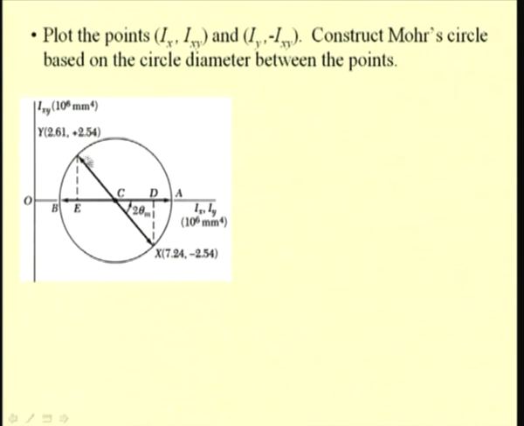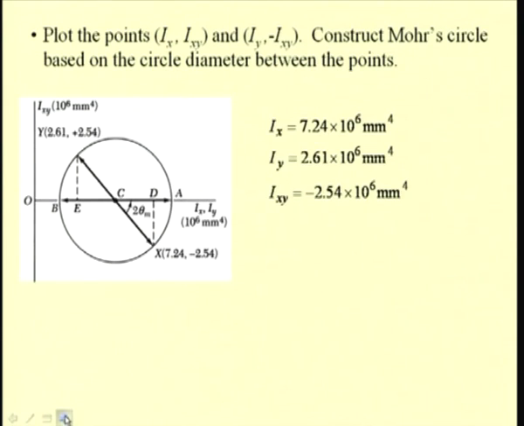So, x is the point corresponding to the second moment of inertia with respect to x axis and Ixy, and the diametrical opposite point is Iy comma minus Ixy. Iy is 2.61 and Ixy is minus 2.54. So, minus Ixy is nothing but 2.54. This has been plotted in a scale of 10 to the power of 6 mm to the power of 4. So, now this diametrical line corresponds to the second moments and product of inertia for the given axis. Now, we can draw a circle passing through these two points. So, these are the values and we used it to plot this.